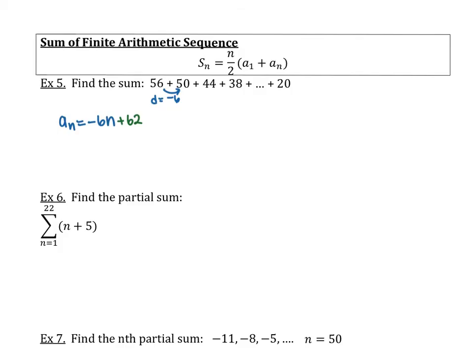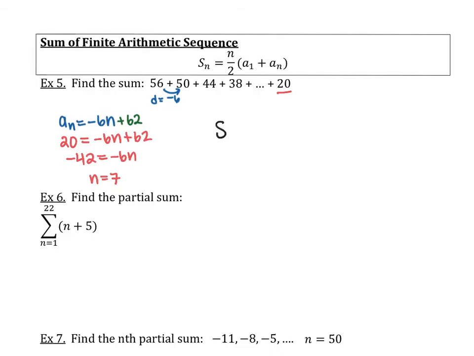Okay, now I'm trying to figure out how many terms there are. So I'm going to look at the last term, and I want to figure out what n equals at that point. So to do that, I'm going to plug in 20, and then I'm going to solve for n to see which term that is. Okay, so 20 is actually the 7th term. So now I can use that formula.